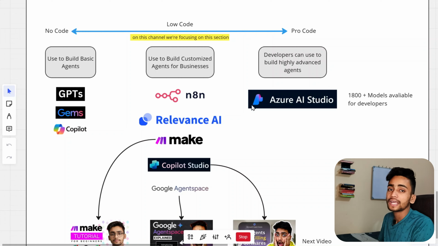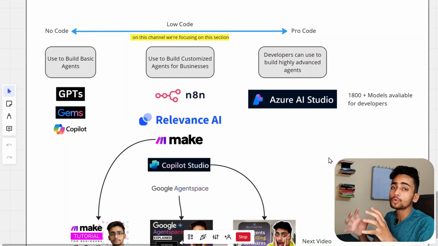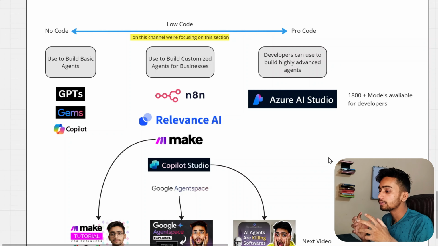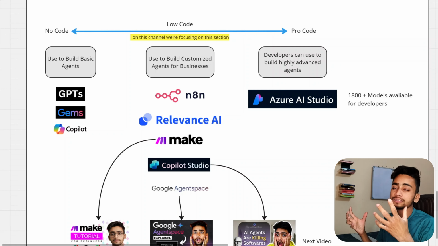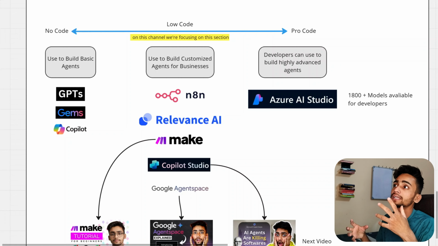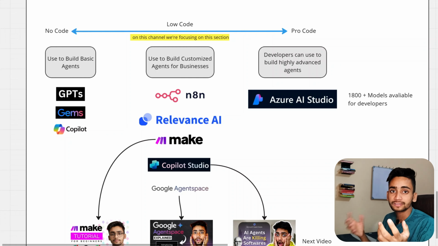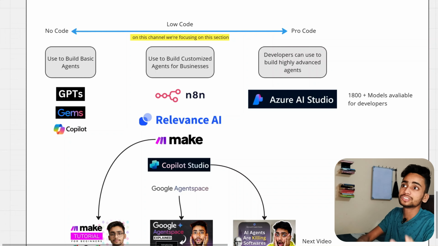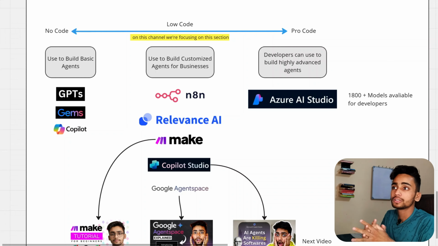And this Azure AI Studio is nothing but a resource hub where more than 1800 different models are available for developers, and this is the place where developers can have different resources, different libraries related to AI, different Python scripts related to AI, which they can use to build advanced agents for businesses or for different use cases.